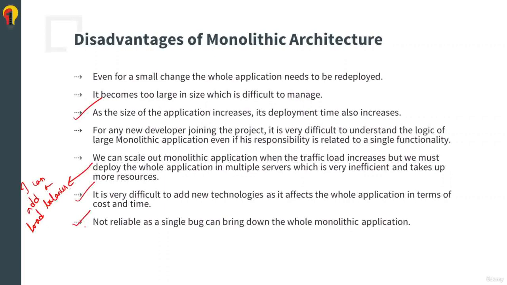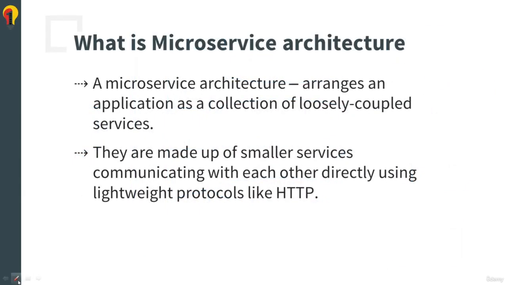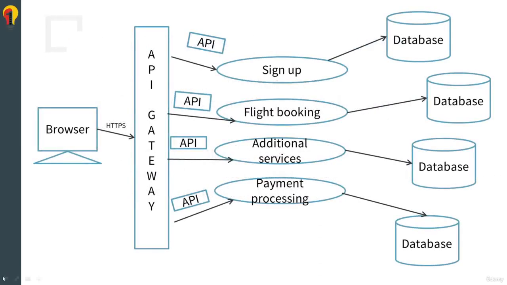Now let's discuss the microservices architecture. This type of architecture arranges an application as a collection of loosely coupled services. In this type of architecture, the applications are made up of smaller services communicating with each other directly using protocols like HTTP. So here is the diagram of the same flight booking system but in microservices architecture. Here we are basically breaking our container into smaller services. The advantages are very evident.